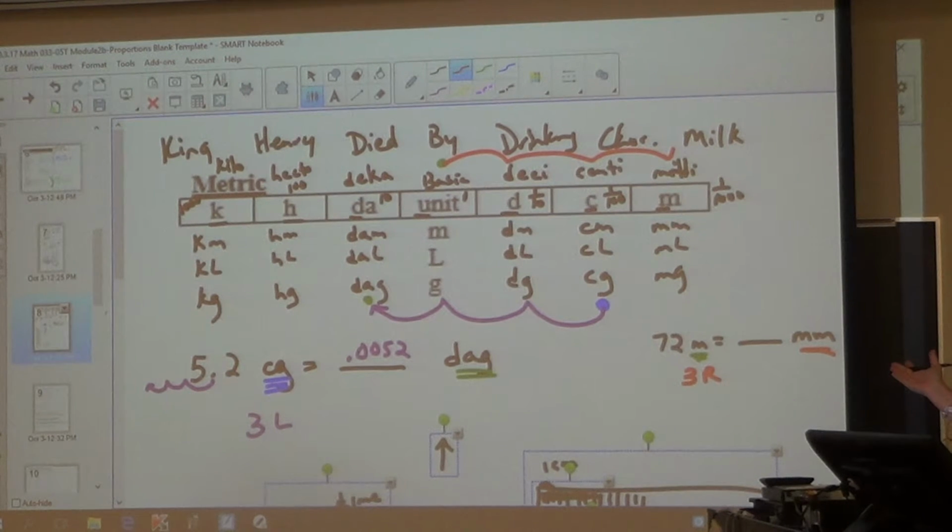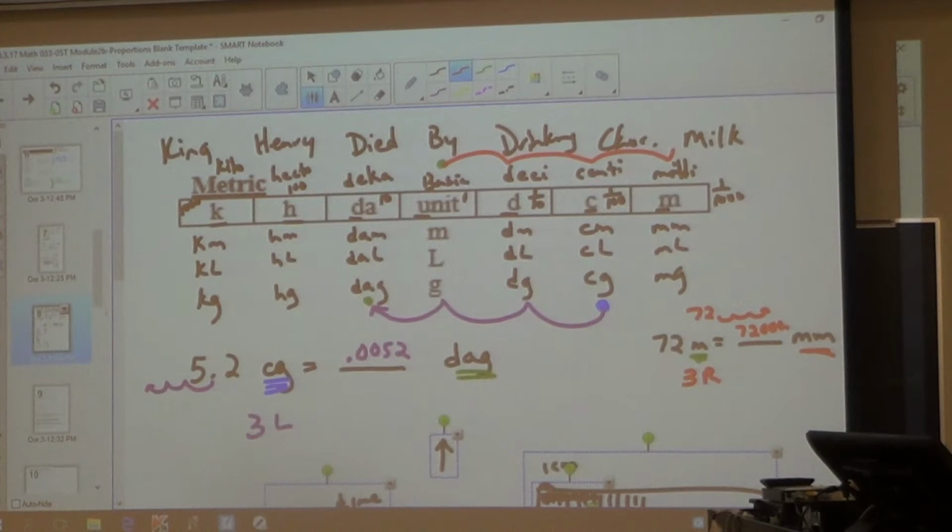What if it doesn't have a decimal? Where is it? In the back. If you have 72, the decimal is in the back, so we have 72 and we're moving it to the right, to the right, to the right. So it's going to be 72,000. That's it.